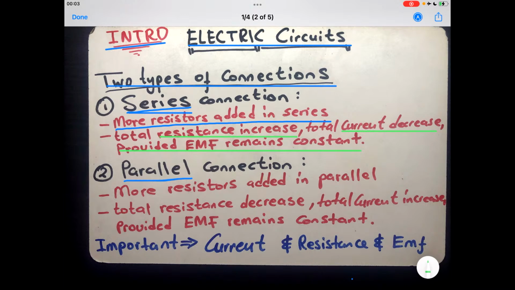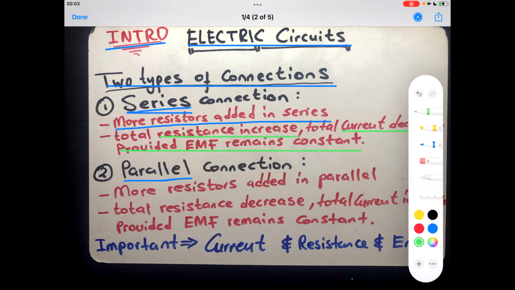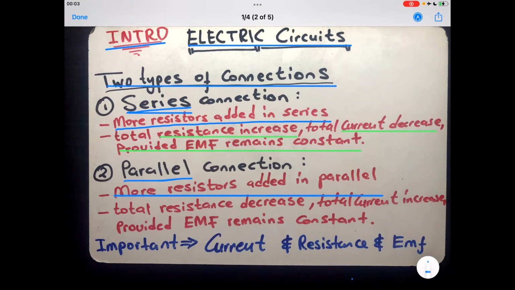Under parallel connection, we have more resistors connected or added in parallel. Again, under parallel, lastly, total resistance, can you see what happens? It decreases. And then total current increases. All of this is provided that the EMF remains constant.